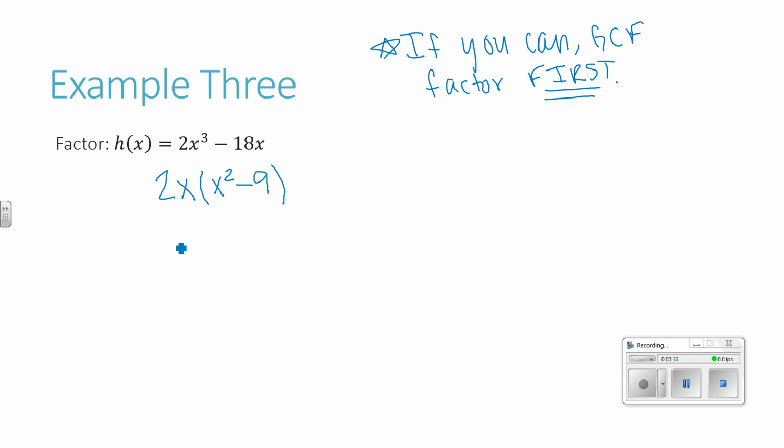From number 1, you learned that x squared minus 9 factors, so from here we can factor even further. We can bring down this 2x because it doesn't change, but then we have x plus 3 and x minus 3. And we're done.